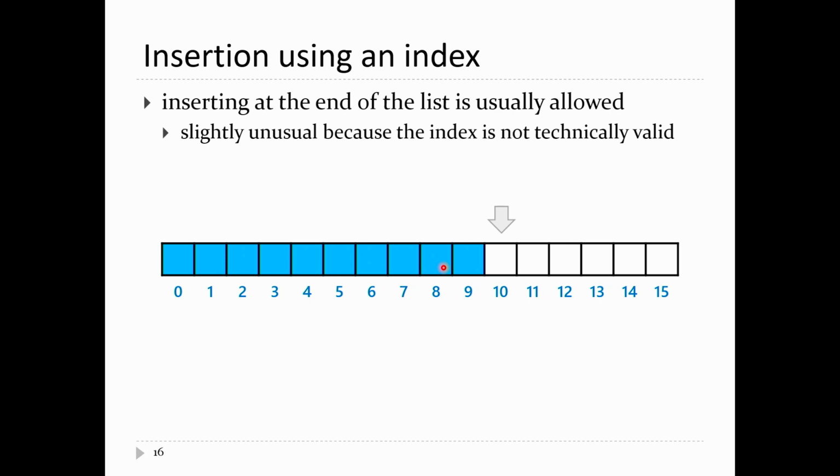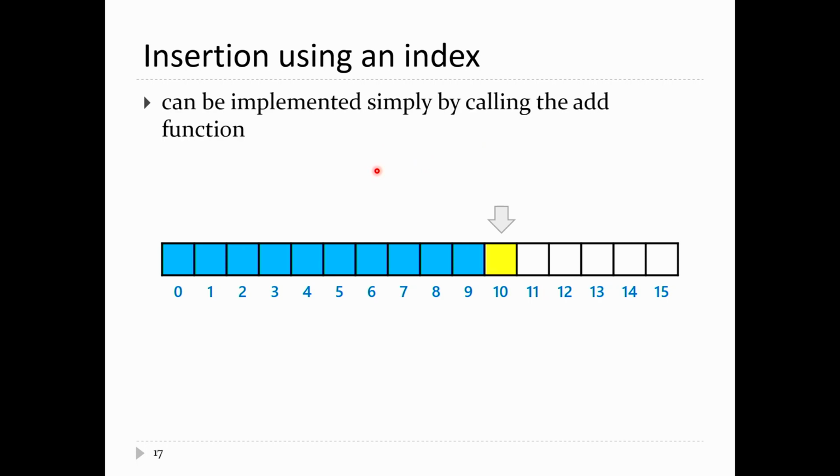Now, insertion is a bit weird, because many implementations of lists let you insert using an index at the end of the list. So for example, I can insert at index 10 of this list, even though index 10 is not a valid index. This is a little bit unusual, because the index is not technically valid, but most list implementations allow this. So you can insert at the element past the current end of the list. And we're going to do that as well. But that's easy to implement as well.